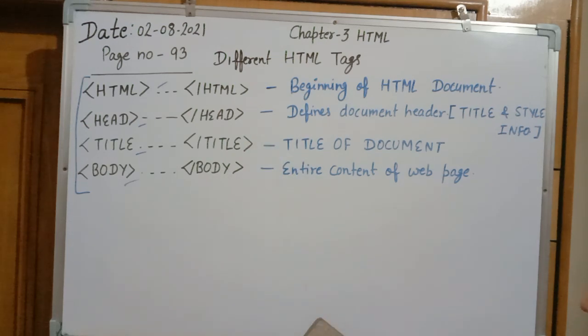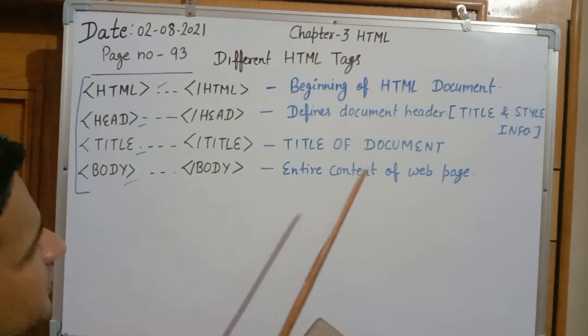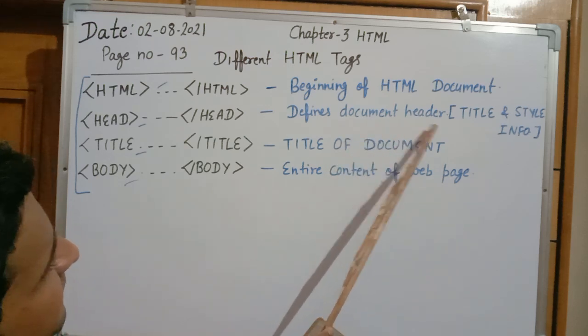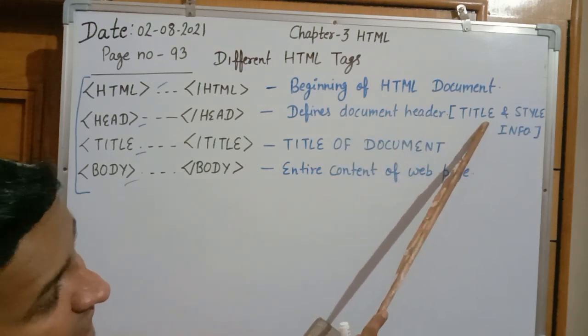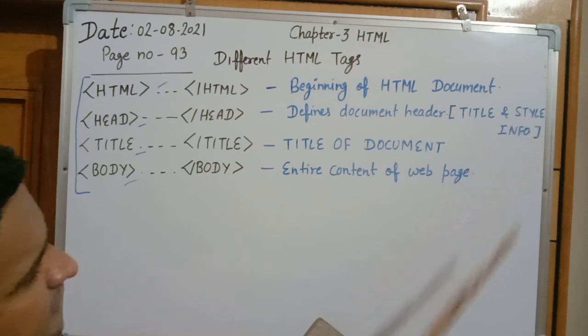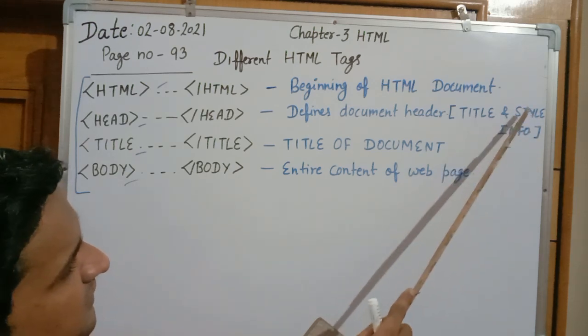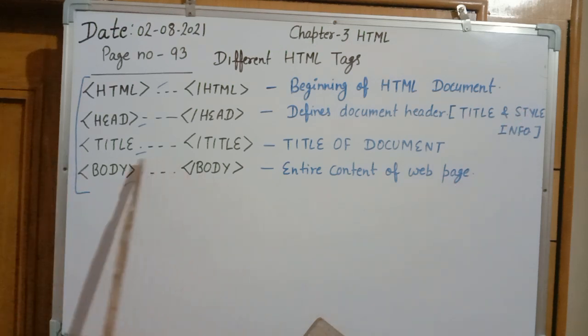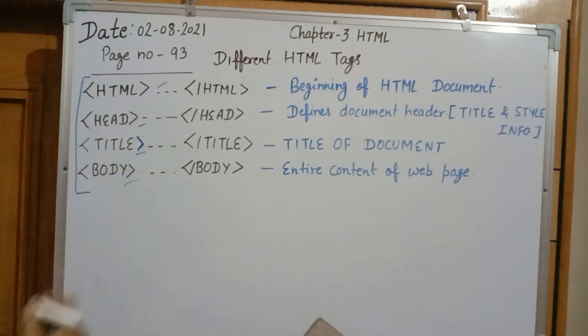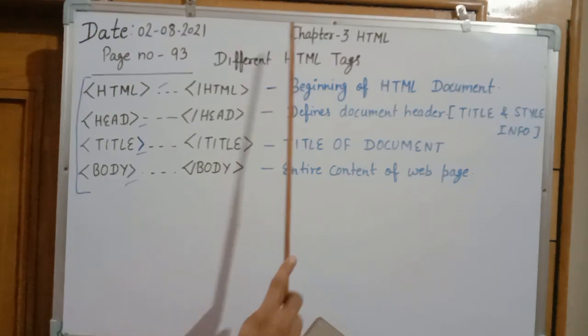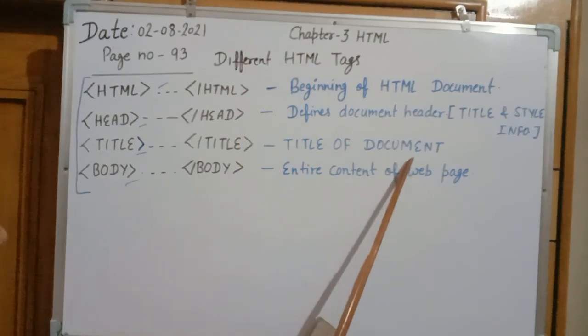Next is head. Head defines the document header, and it contains the information related to the title and different styles. Title contains the heading, the title of a program. Title means the heading of a program, what's written on the top position. That is the title of a document.